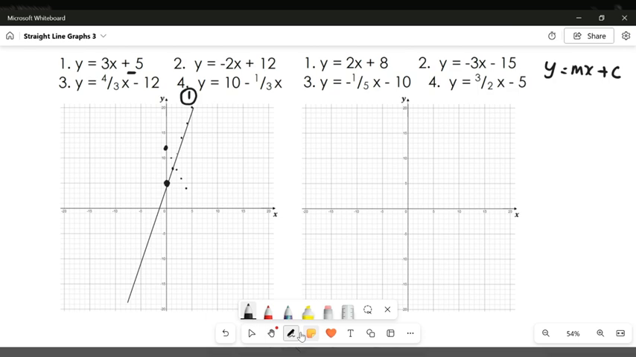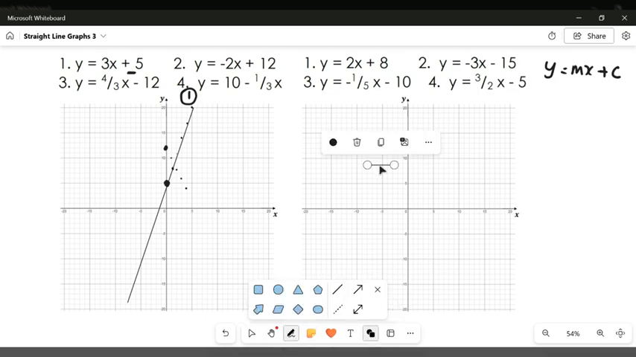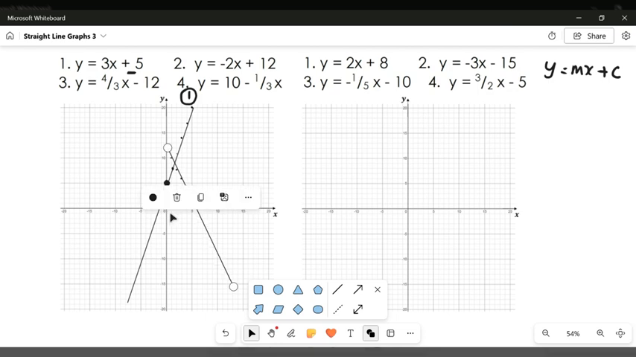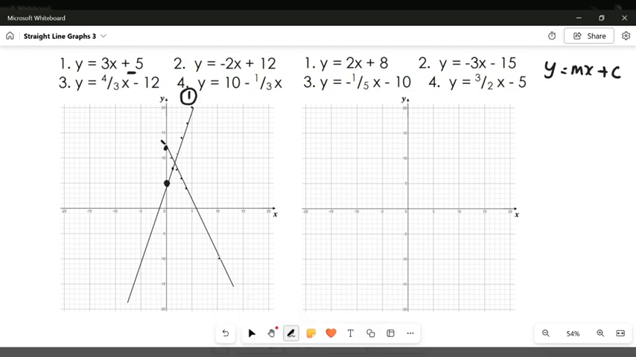So again, let's put the ruler on there. Line it up with that, and make sure it goes through all the points. That line should go all the way up there, but I've just forgotten how to do it.